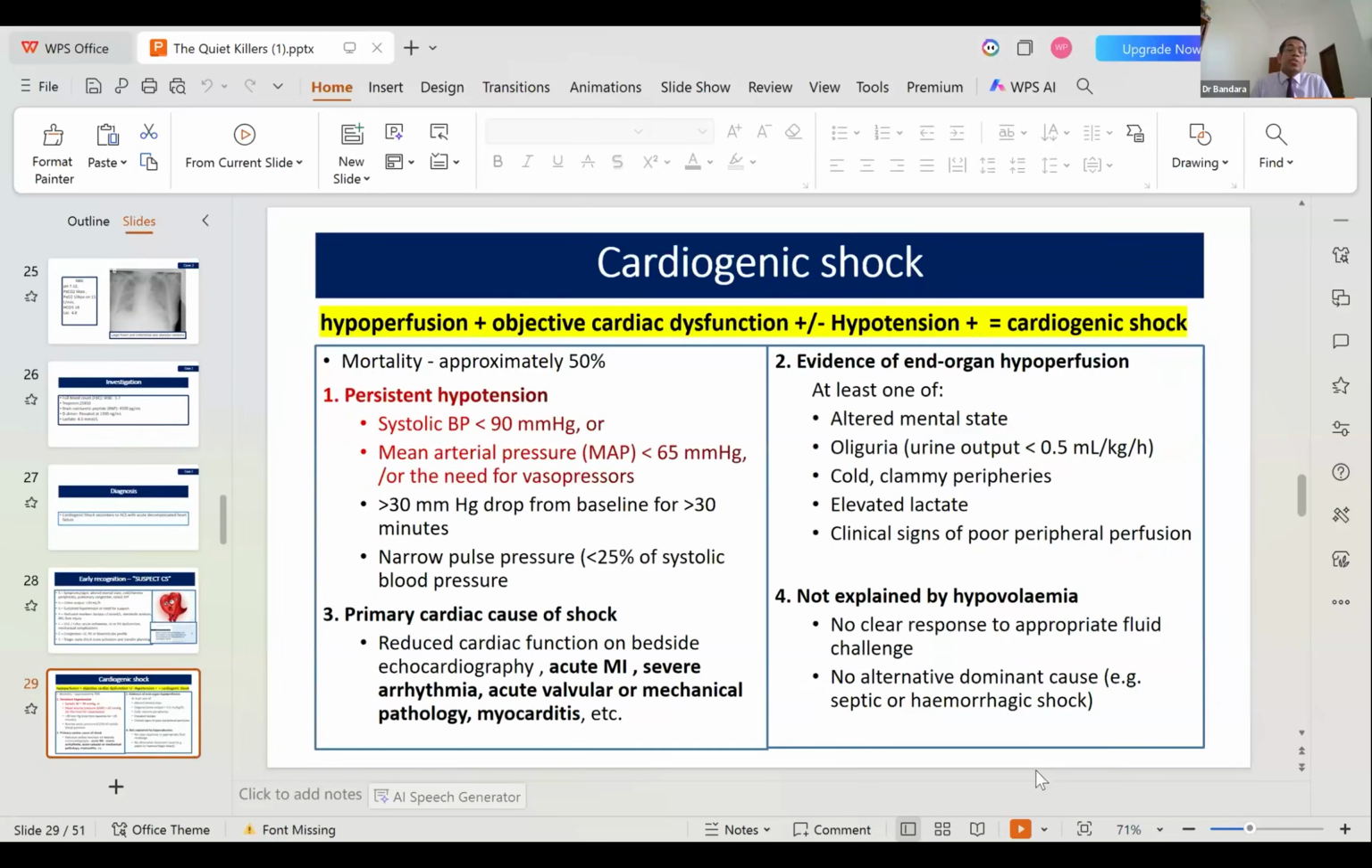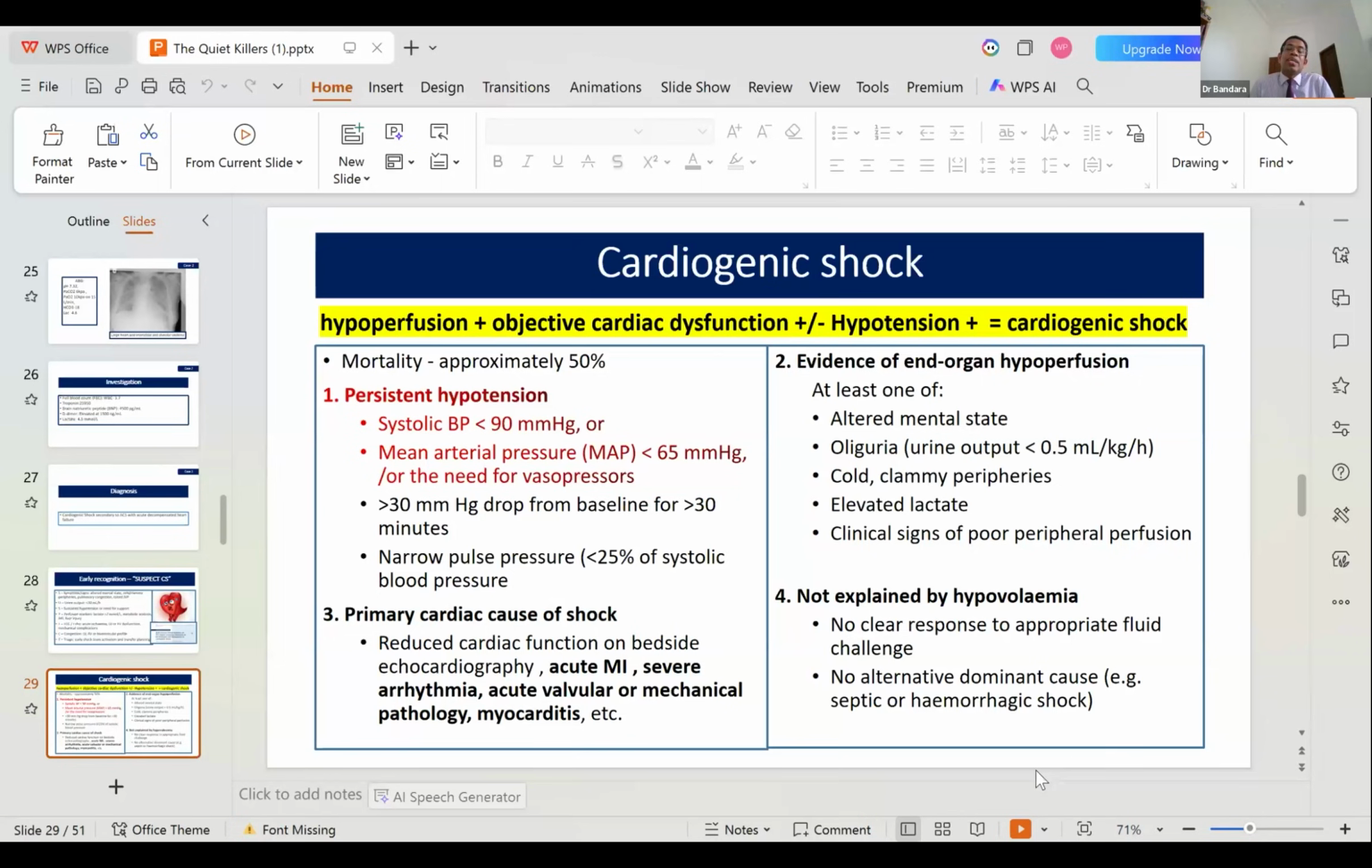In cardiogenic shock, you do not necessarily have to have hypotension, because if the patient is having signs of hypoperfusion with objective evidence of cardiac dysfunction, you can call it cardiogenic shock. You don't necessarily have hypotension, but usually patients have persistent hypotension: persistent systolic blood pressure less than 90 with mean arterial pressure less than 65, and they usually have cardiogenic shock.